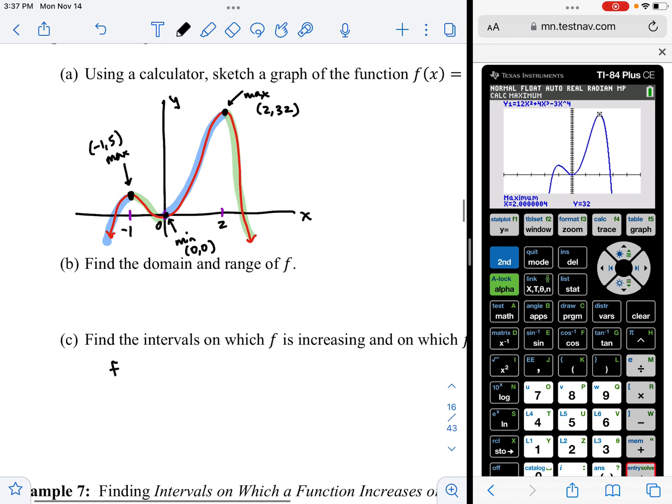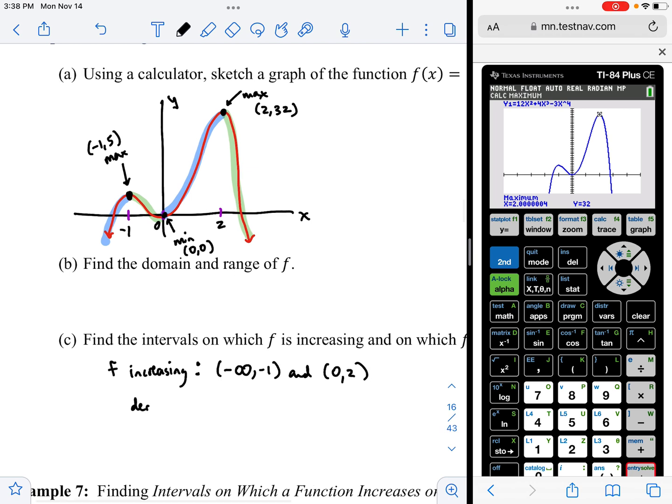So if we look at when f is increasing in between -infinity and -1, so that blue region that I highlighted, and then again from 0 to 2. And then f is decreasing from -1 to 0, that's that green region that I highlighted, and then again from 2 to infinity.